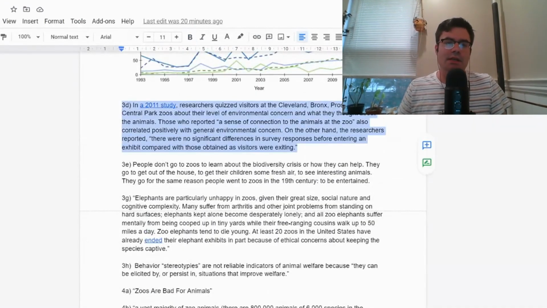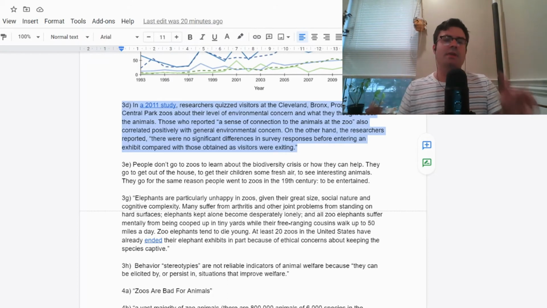In a 2011 study, researchers quizzed visitors at the Cleveland, Bronx, Prospect Park, and Central Park zoos about their level of environmental concern and what they thought about the animals. Those who reported a sense of connection to the animals at the zoo also correlated positively with general environmental concern. On the other hand, the researchers reported there were no significant differences in survey responses before entering an exhibit compared with those obtained as visitors were exiting.